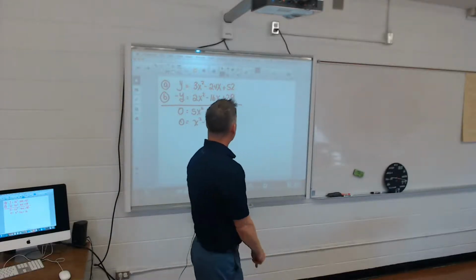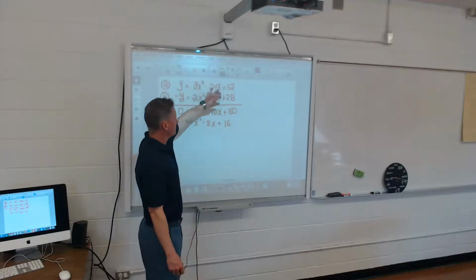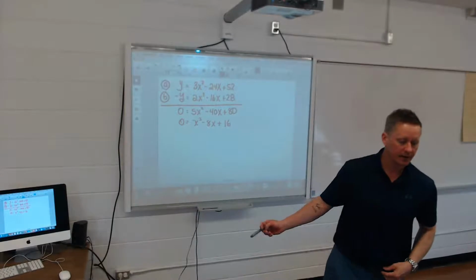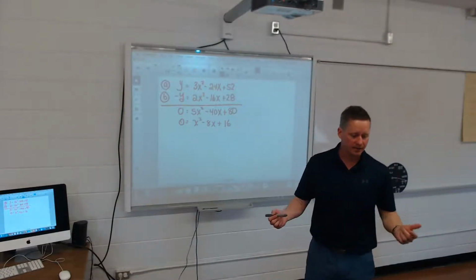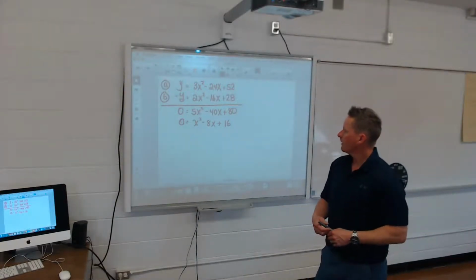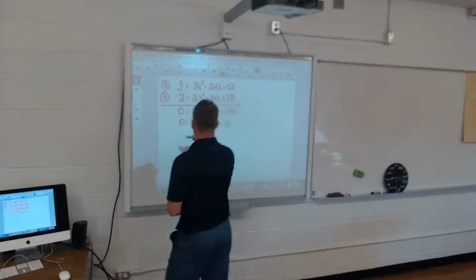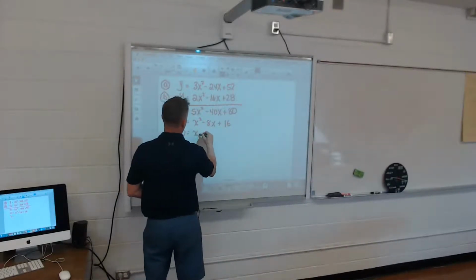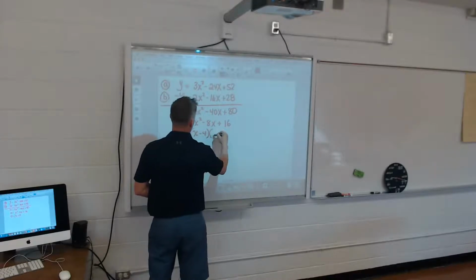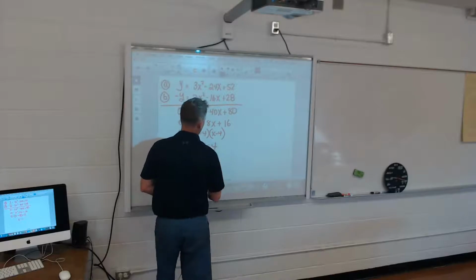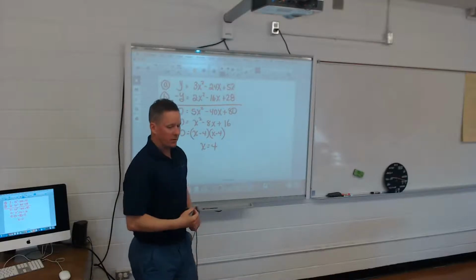All right. So I have 2 quadratic equations, and I want to find out their intersection point without graphing. So I've decided I'm going to use the elimination method. And now I've got it to the point where I can factor this. So I get x equal 4.